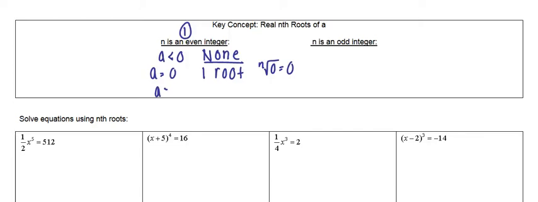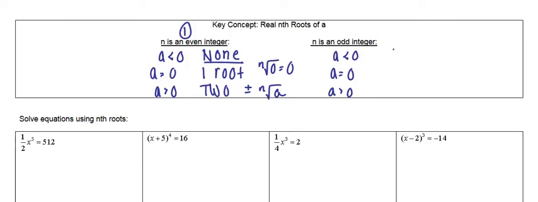If a is equal to 0, I have 1 root, and that's going to be in the form of n, so the nth root of 0 equals 0. And if a is greater than 0, I have 2 real roots, and those are going to be in the form of plus or minus the nth root of a.